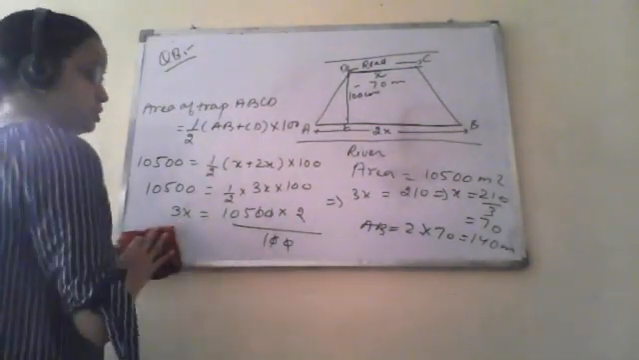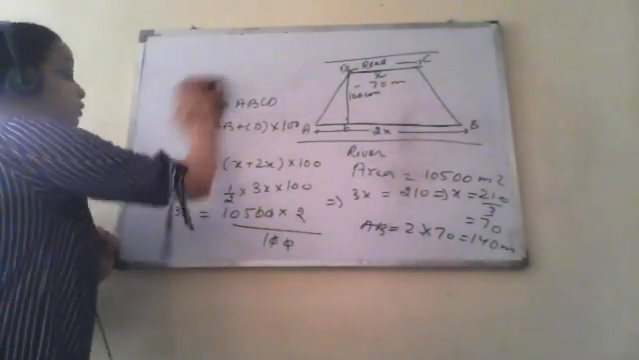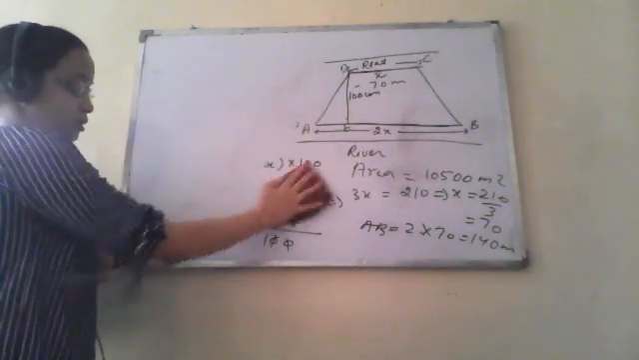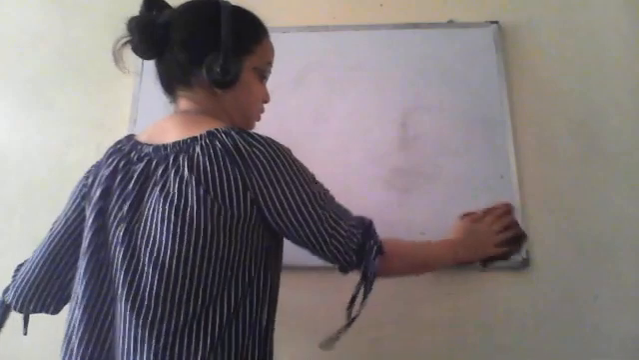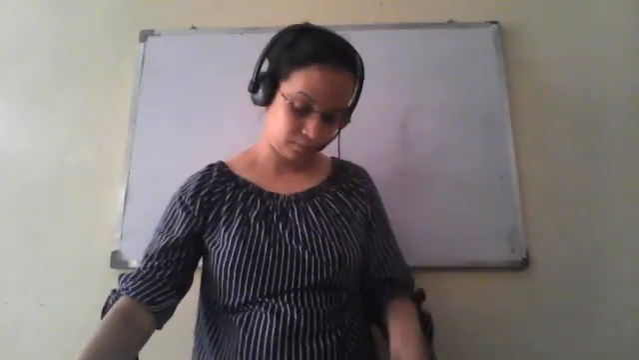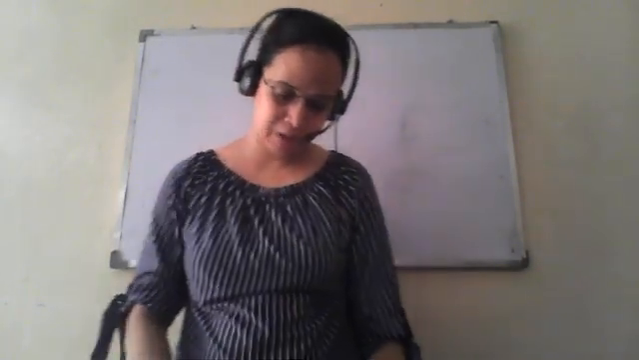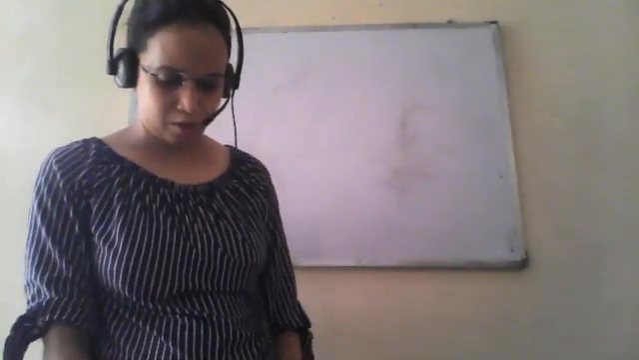Now the ninth question. The top surface of a raised platform is in the shape of a regular octagon as shown in the figure. Find the area of the octagonal surface. So we have to find.